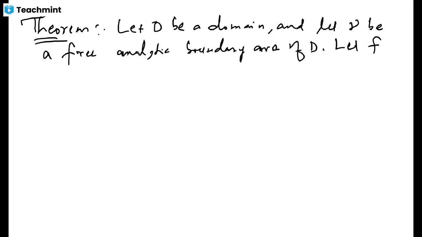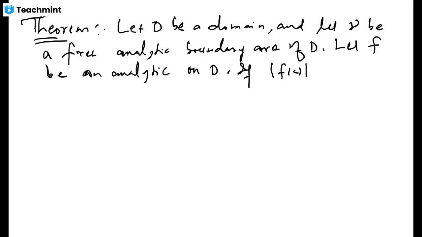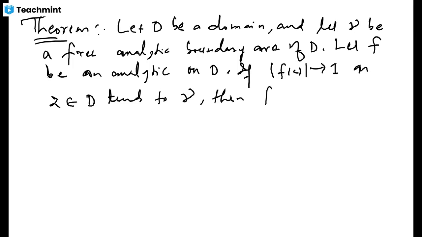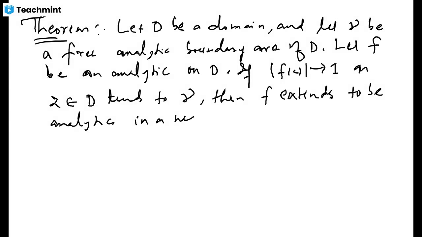Let f be an analytic function on the domain D. If the modulus of f(z) tends to 1 as z, from the domain D, tends to gamma, then f extends to be analytic in a neighborhood of gamma, and the extension satisfies the following identity.